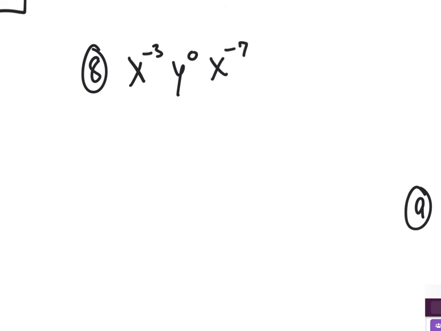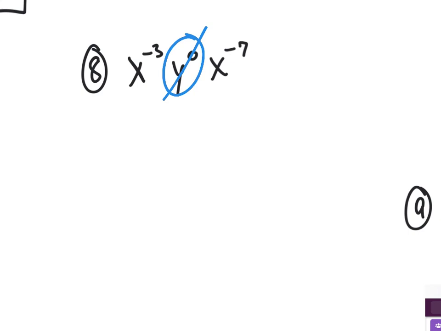I have different rules that I could apply. The easiest one is anything to the 0 power equals 1. Y to the 0 is 1. I could just scratch it out. Because, I mean, I could put a times 1 right there if I want, but it's not going to change anything. Times 1 keeps it the same. So I'm just going to scratch it out.